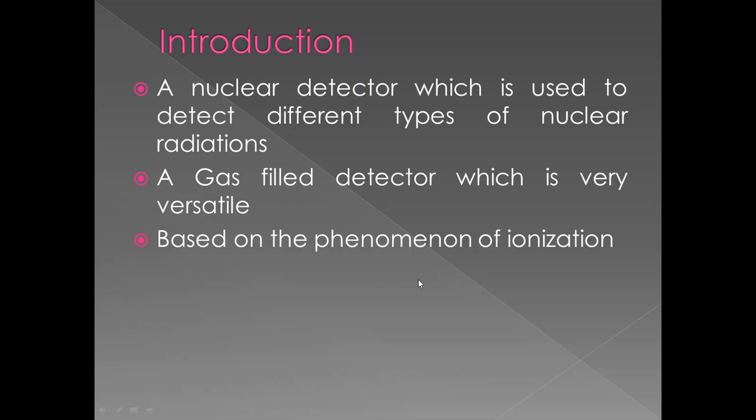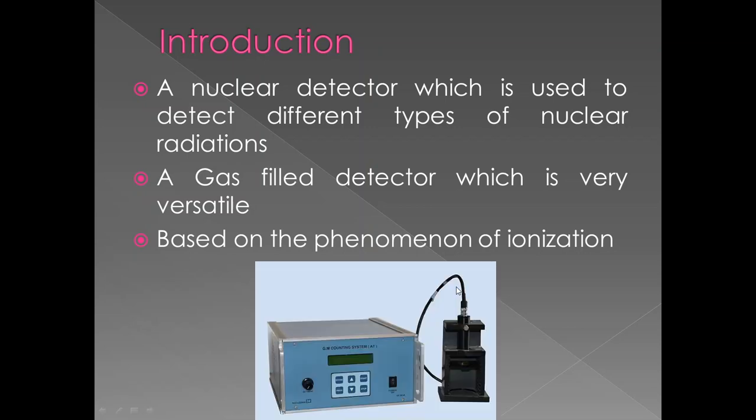So it's a gas filled detector, as we talked about, based on the phenomenon of ionization. A particle entering the detector causes ionization in a gas, which produces an electric pulse that can be detected or measured. This is a simple picture of a GM counter. As you can see here, this is the high voltage device plus the counting part, and this is the Geiger-Müller tube. This whole combination is called the Geiger-Müller counter.